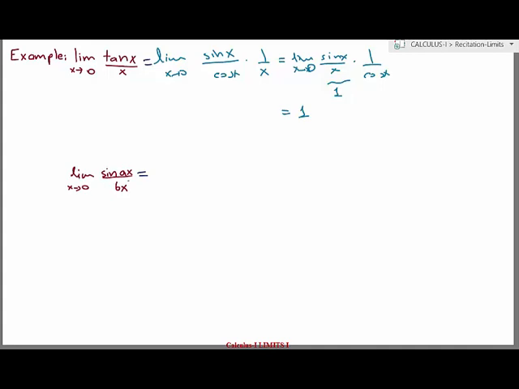What about the second problem? Limit when x tends to 0 of sine ax over bx. I need ax in the denominator of the fraction, and since I divide by ax, I should multiply by x, and I have bx from the problem. When x tends to 0, I know that this term is 1, and if you cancel this x, you finally have a over b.